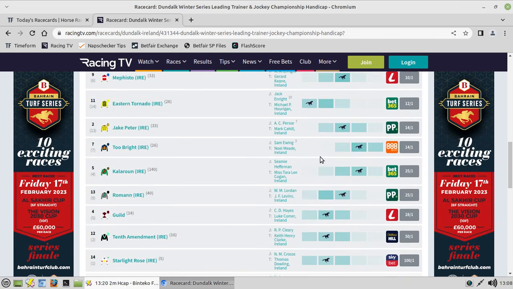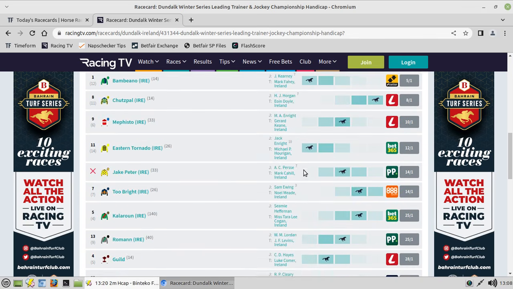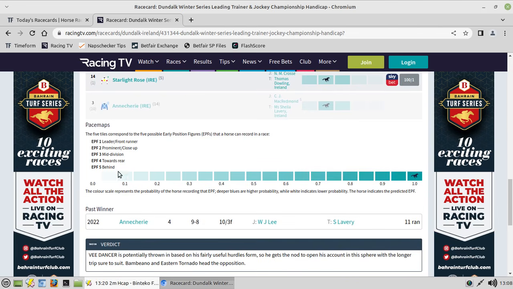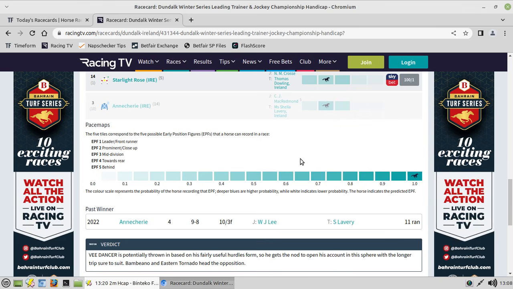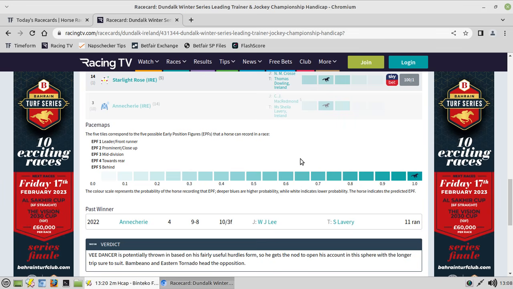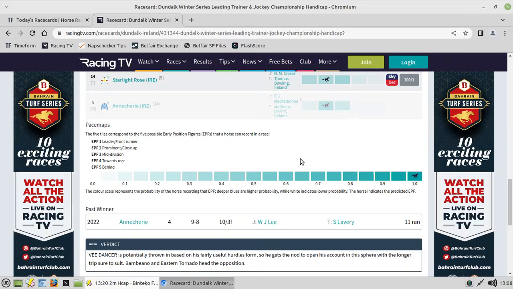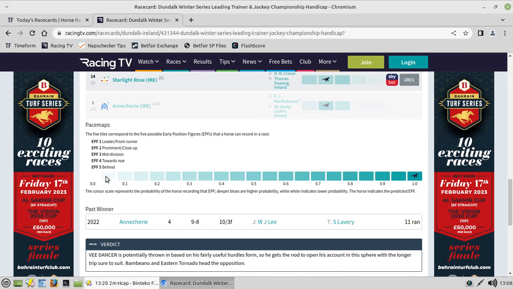Whilst I'm talking about that, if you come across a race where there's hardly any dark squares, in other words, all the runners are sort of down round about this sort of shading, don't get involved in that race. I don't think there's enough confirmed information with regard to the running styles of those horses. So just keep that in mind. Stay clear of that type of race.